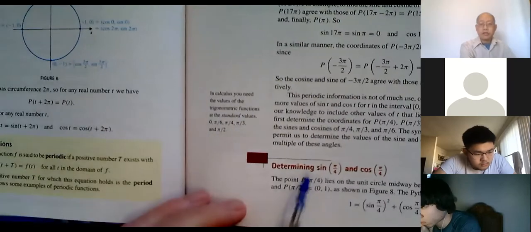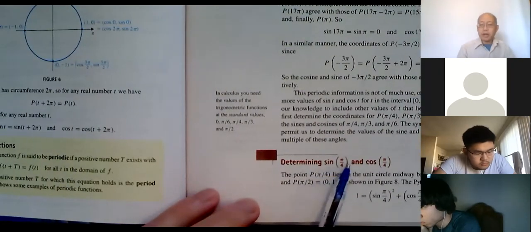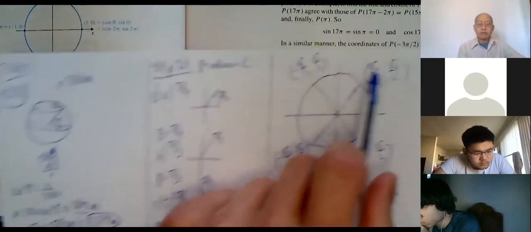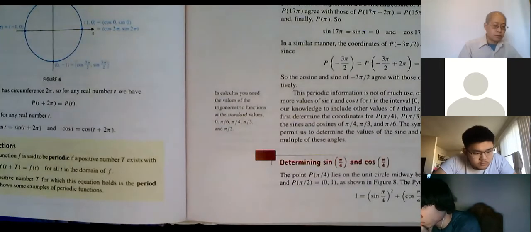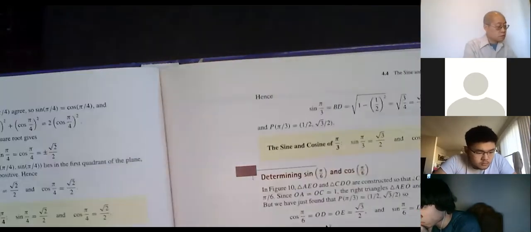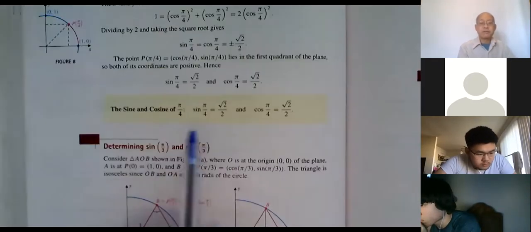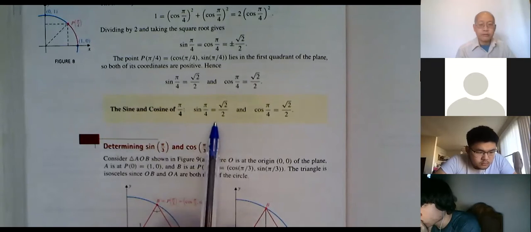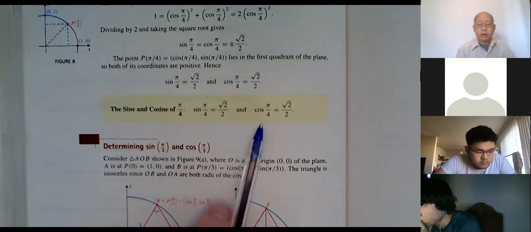So what are the sine of pi over 4 and cosine of pi over 4? They're both radical 2 over 2. Sine of pi over 4 is radical 2 over 2. Cosine of pi over 4, radical 2 over 2.